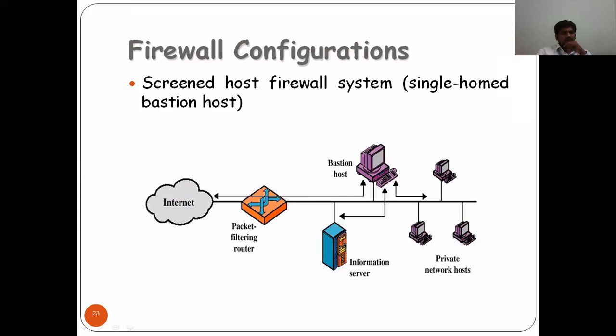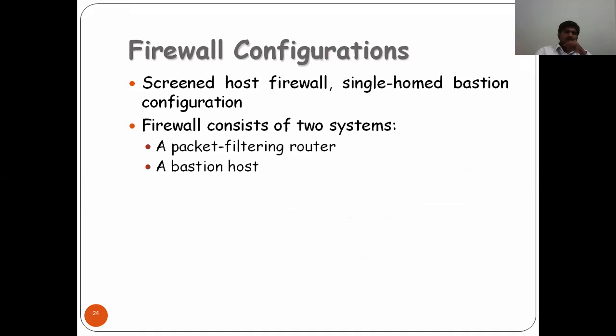So we have the internet and we are providing one type of packet filtering here. That is the packet filter we are going to be using. Then we have some hosts and some servers in the private network we are going to be using. So this is a screened host firewall system. What is the use of this one? Why do we want to do it like this? It is a screened host firewall, a single homed bastion host configuration. So for one server or one system itself, we have to provide a way to secure the system.